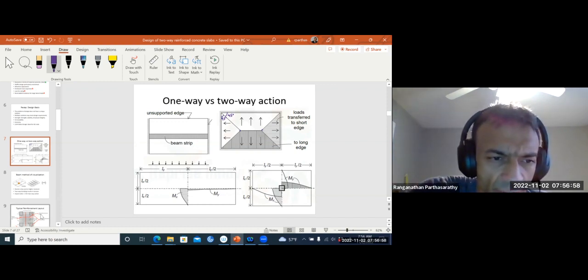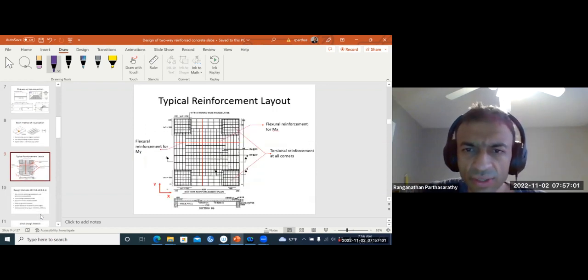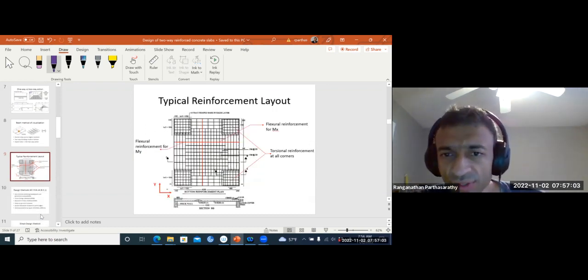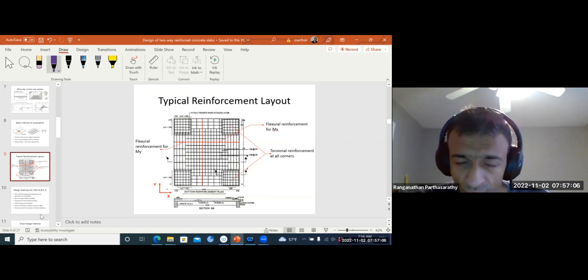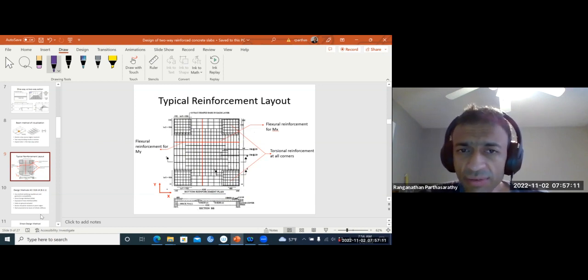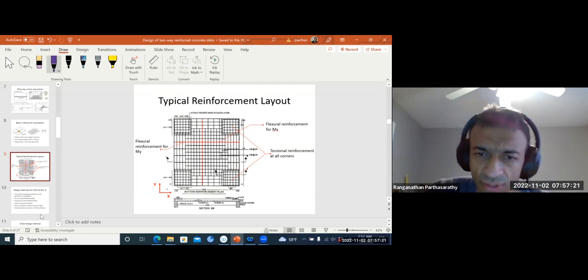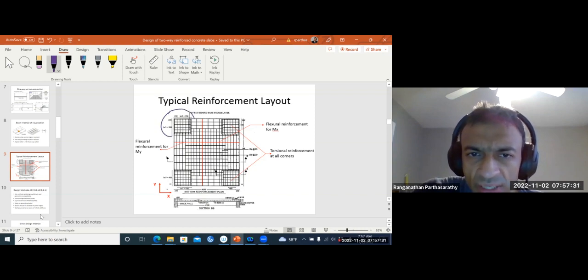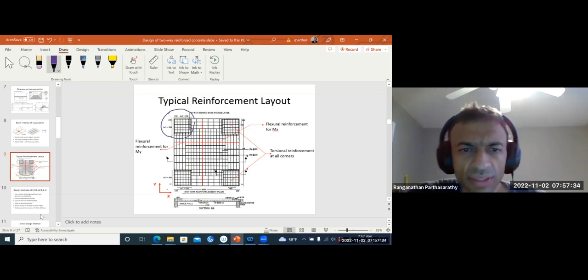So, what is the reinforcement layout? Of course, you are having bending in both directions, so you need flexural reinforcement in both directions. Plus you need special additional reinforcement for two-way shear. As you can see, in the corners where the columns are, you will have additional reinforcement to account for two-way shear.